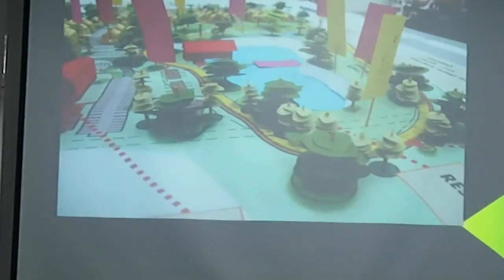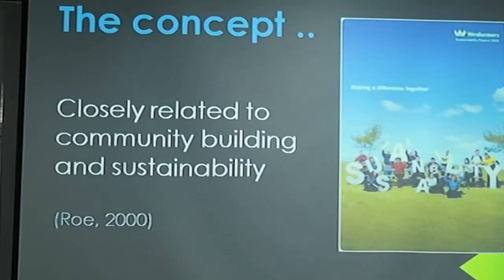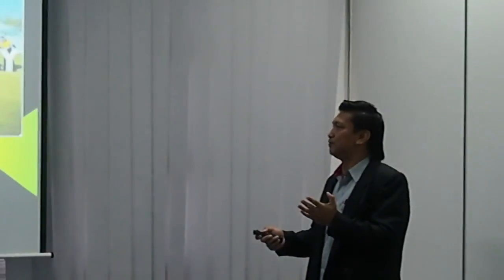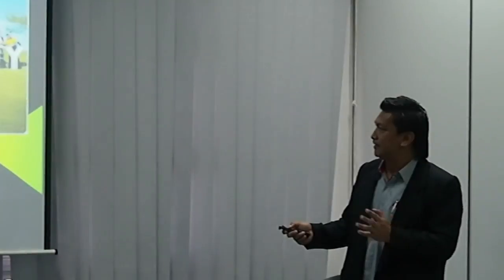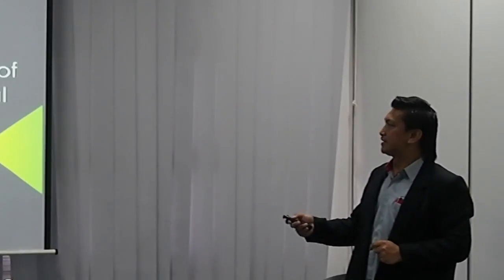We are using an interactive 3D model so people can come and comment, and look at the exact form and exact scale they are living in. They can remove some of the ideas and put some ideas here, so we get interaction between the designers, the public and some stakeholders. The concept is closely related to community building and sustainability. When we bring in the public or community and stakeholders, we are going towards green development and sustainability. So participatory design, community design, is part of the support of sustainability.